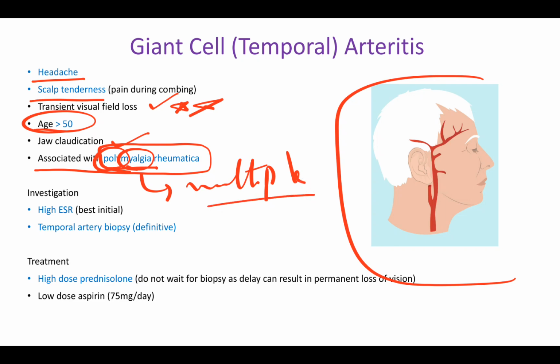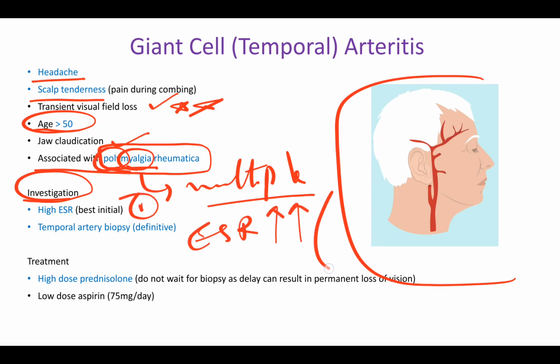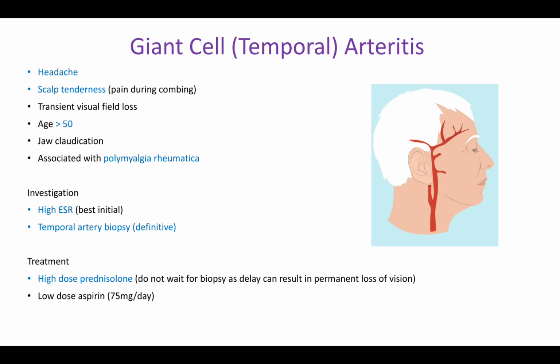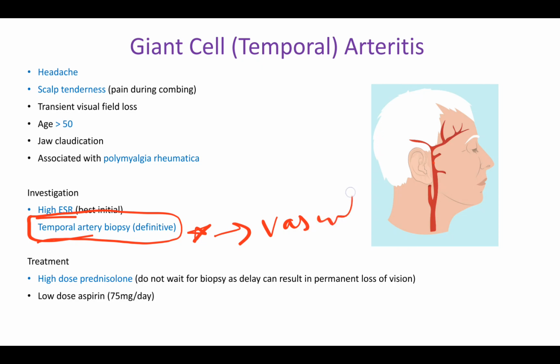All right. And when you do the investigation, the first thing that you have to do is ESR. So ESR will be elevated, very much elevated, usually greater than 30. Alright, so the first thing that you do is ESR, and then you do a temporal artery biopsy. Alright, this is the most confirmatory test, and when you do the biopsy, take a little bit of the temporal artery and do a biopsy, you'll see that there is vasculitis going on.